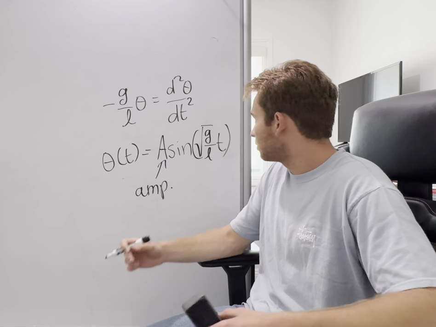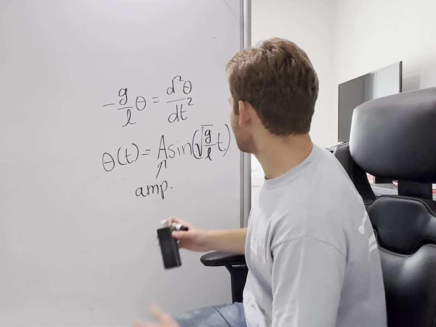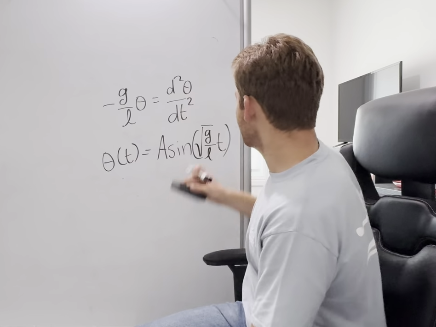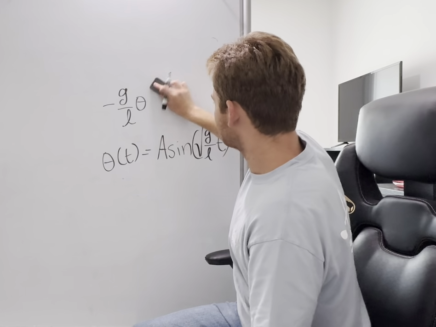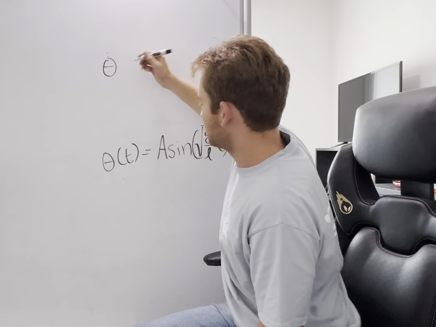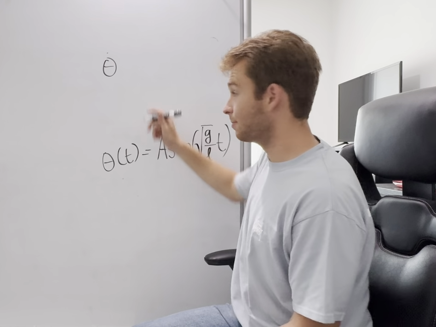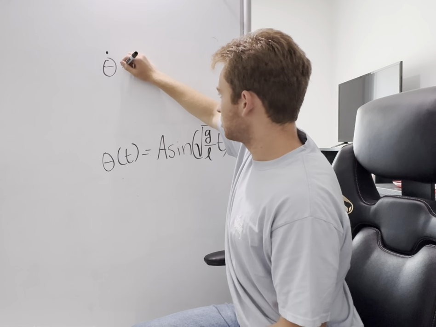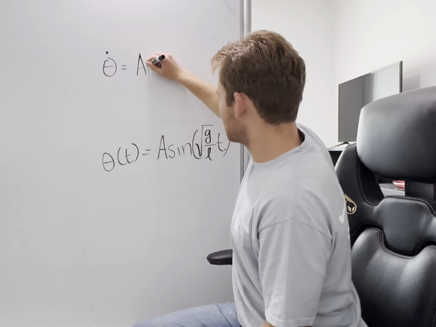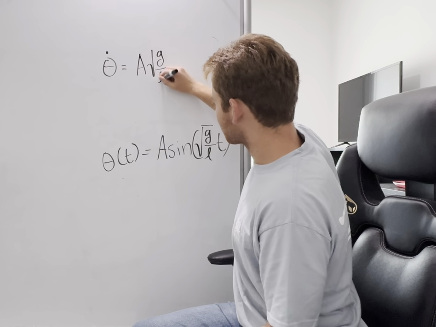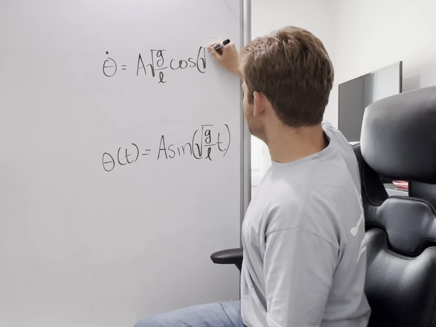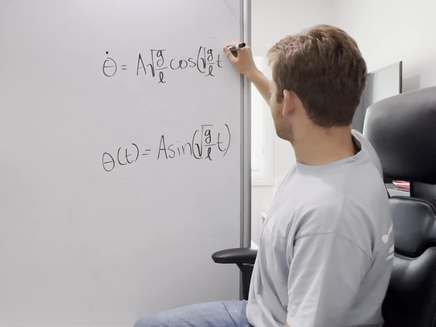So how do we know that this is correct or not, right? Let's plug it in to this differential equation right here and see if it is a true solution. So if we take theta dot, which is the derivative of this with respect to time, we multiply this out, so we have A times the square root of g over L times the cosine of root g over L times t.